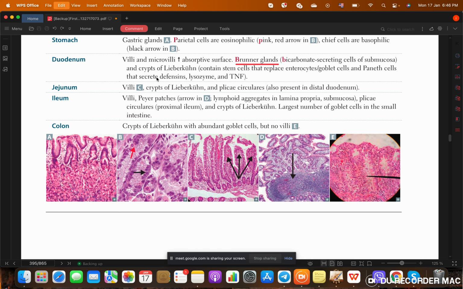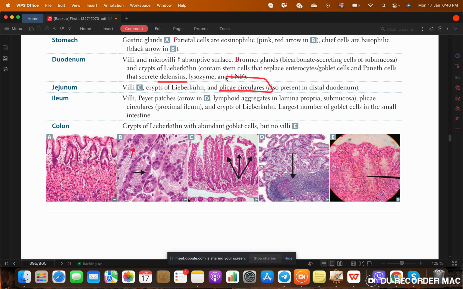Okay? So the crypts contain the stem cells that replace the enterocytes and the goblet cells and even the Paneth cells. The Paneth cells normally secrete defensin and lysozyme and TNF. These are an innate immune system protection, yeah, which prevent the bacteria from infecting us. The jejunum also has villi and crypts as well.